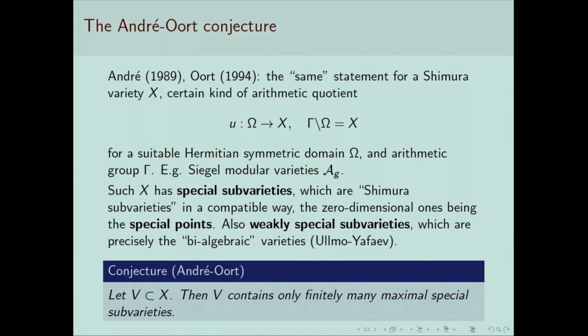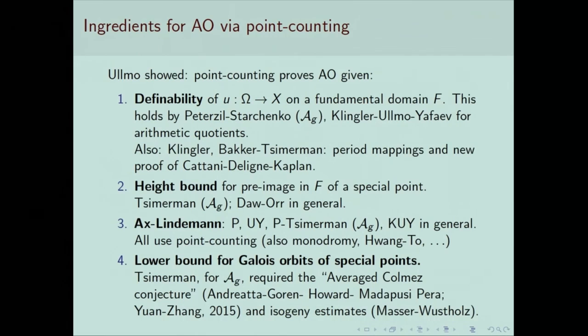So maybe, I'm really running out of time, so maybe I should just say that Ullmo showed that in principle this same strategy you can apply to the general case. They all look good, in the sense that special points always correspond to algebraic points of bounded degree up in the Hermitian domain. And then Ullmo showed that if you had four specific ingredients, then you could carry out the proof. And there's been various progress on all of these things.